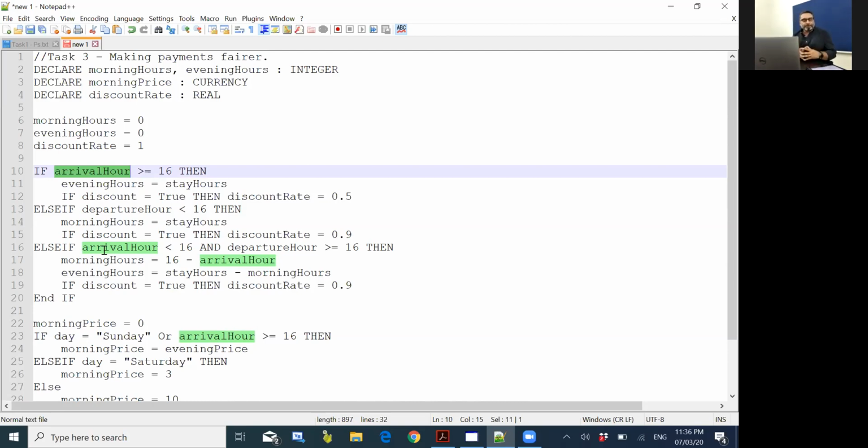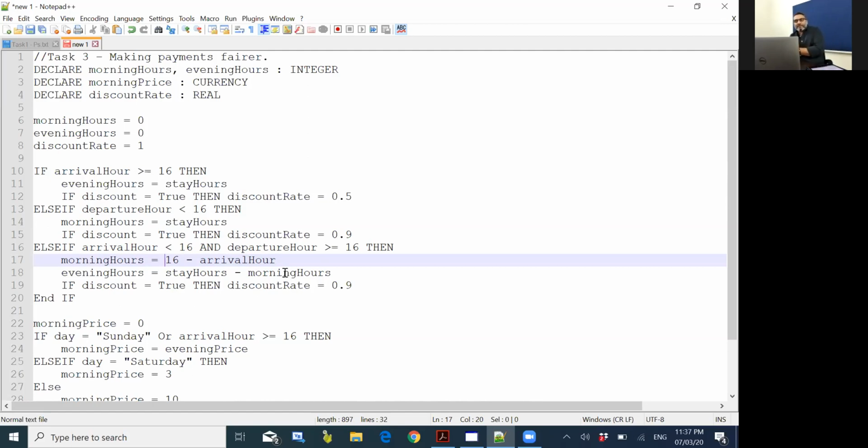So for the number of morning hours, we have to subtract arrival hours from 16. If they have arrived at 14, 16 minus 14 will become 2. So 2 hours they have stayed in morning. And whatever the number of hours they stayed for, minus morning hours, will become evening hours. So evening hours, no matter how many they are, they will only be charged for 2. Whereas morning hours will be charged per hour as per the day.